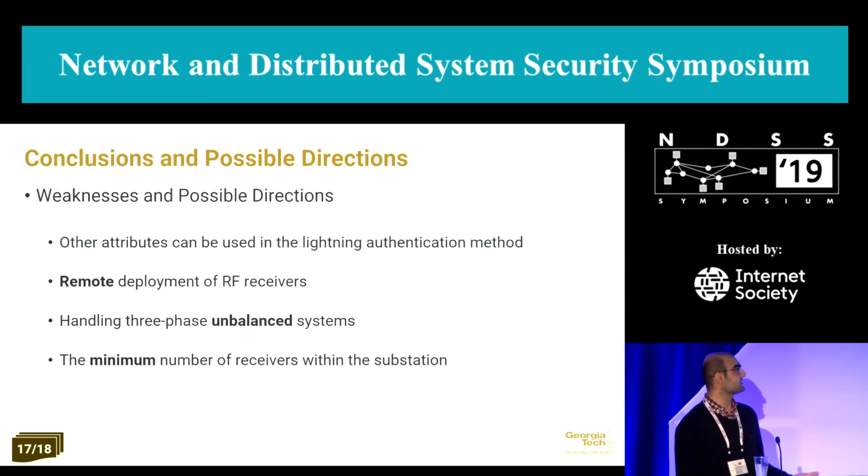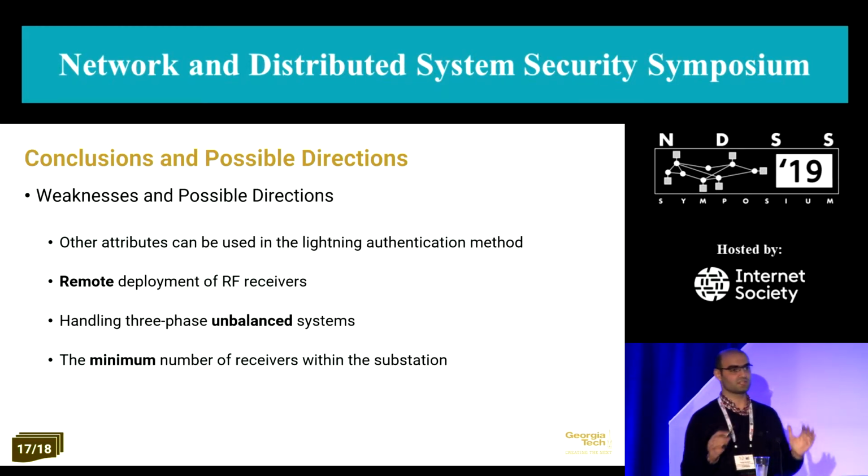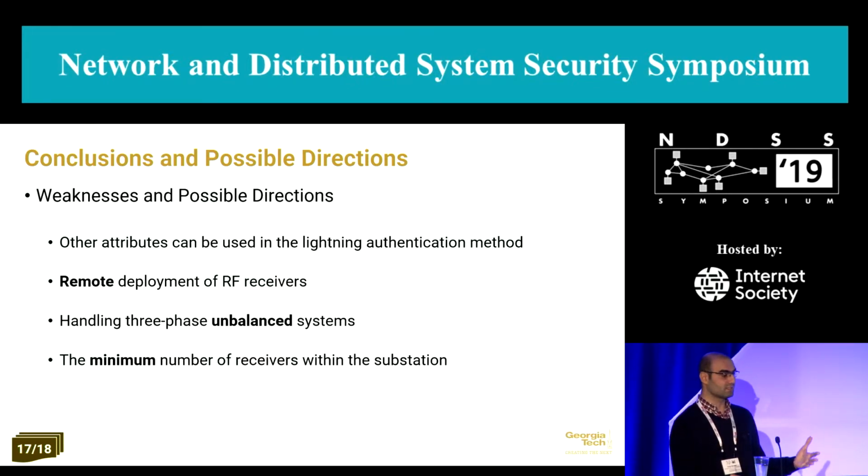But we also have some weaknesses. The first one, we only use the time of the lightning in the authentication method, but we can use the intensity and shape of the signal, which makes it even harder for the attacker to attack our system. We noticed that if we deploy our receiver even far away from the substation, like 200 kilometers away, we can still detect some of those activities in the substations.